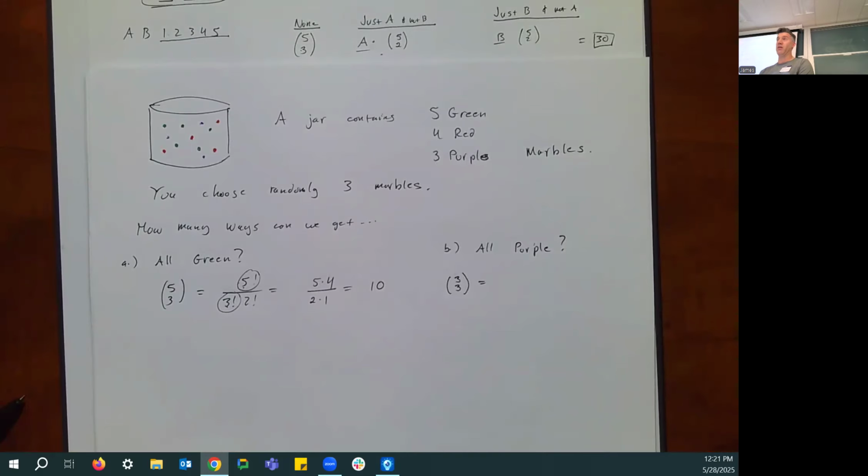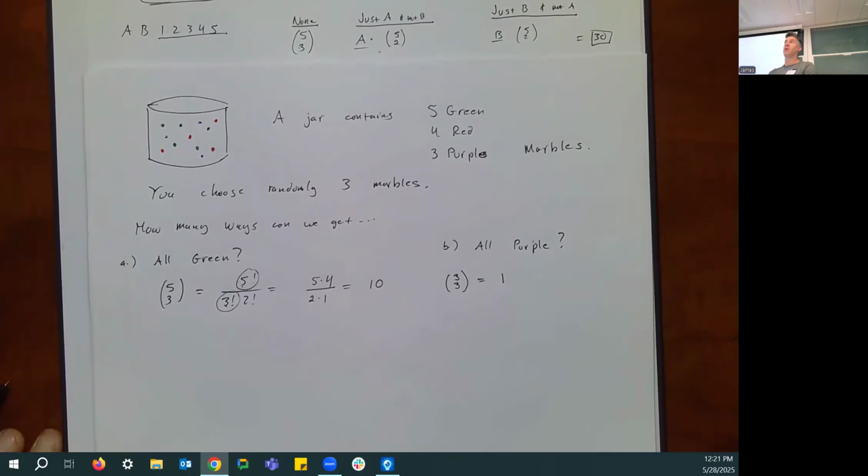3 choose 3, we know is going to be 1. N choose N is always one. There's only one way of picking all the things out of all the things. You pick all the things.